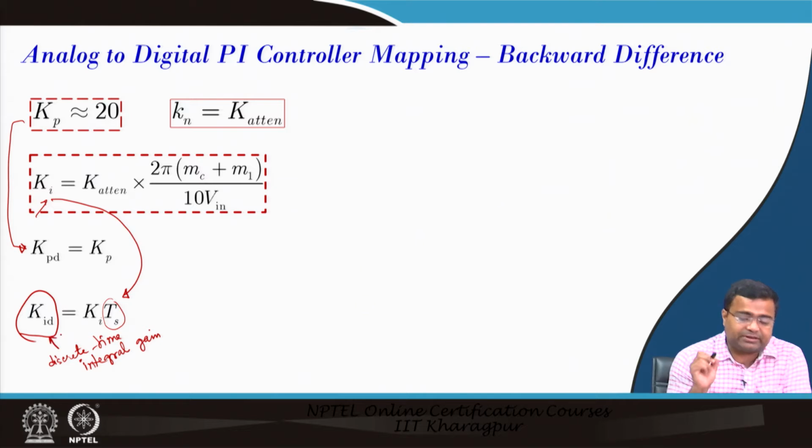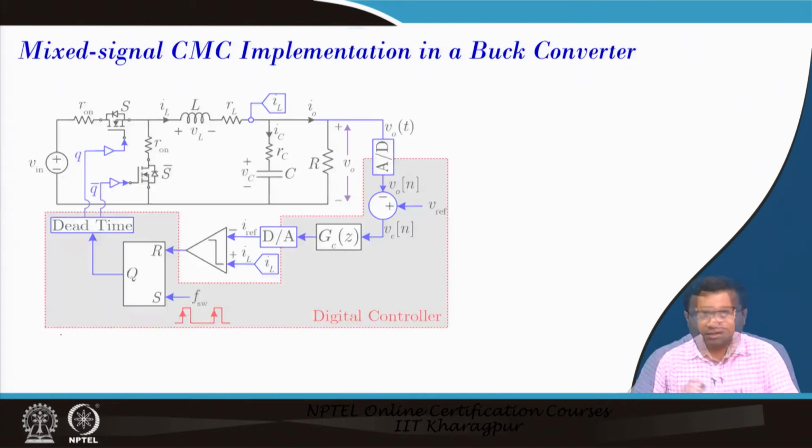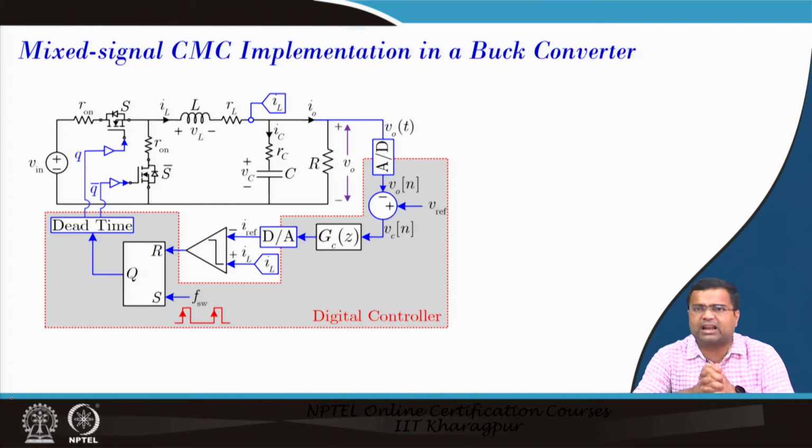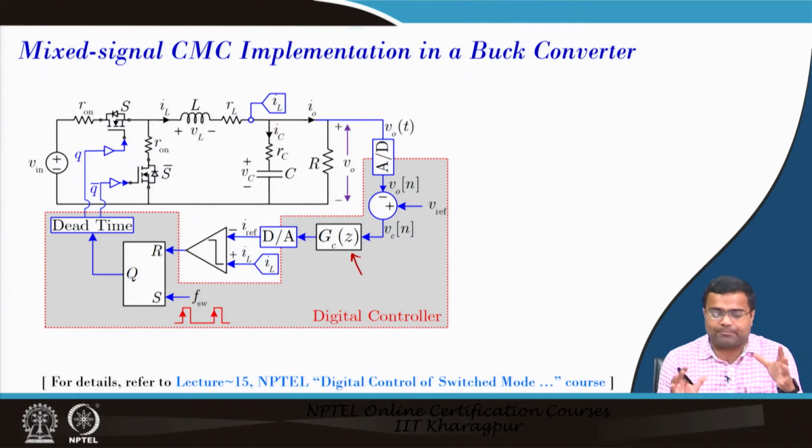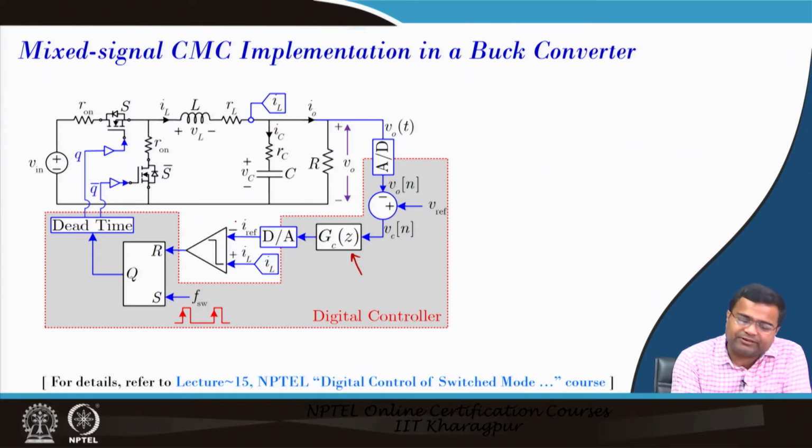So, this is my discrete time integral gain, which is the continuous time integral gain times the sampling time. Now we are talking about the mixed signal current mode control, where we want to implement our large signal tuning in the digital loop. That means our controller will be sitting in the digital controller here, and we have discussed this in lecture number 15. But there will be a slight modification as per our requirement here.